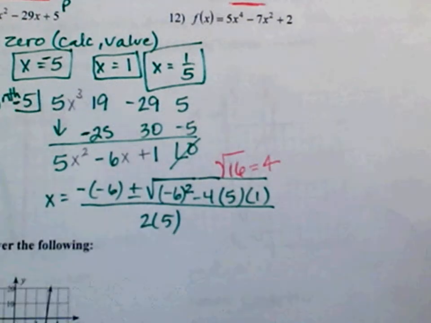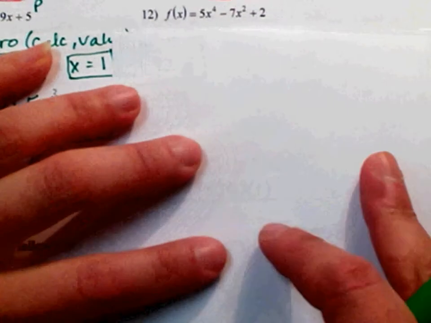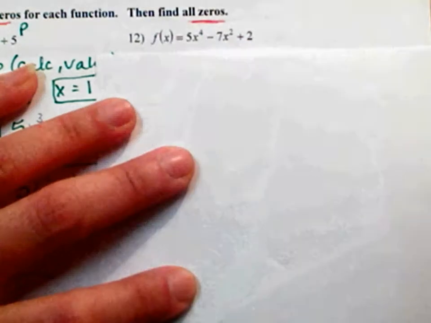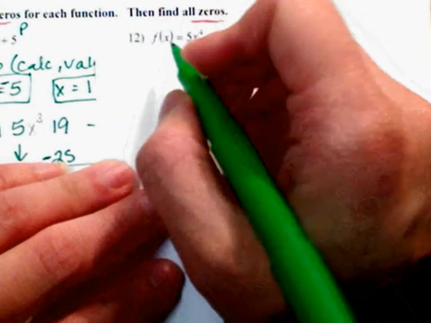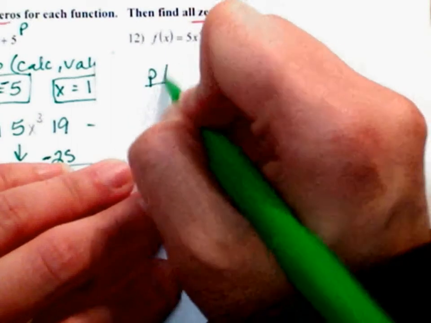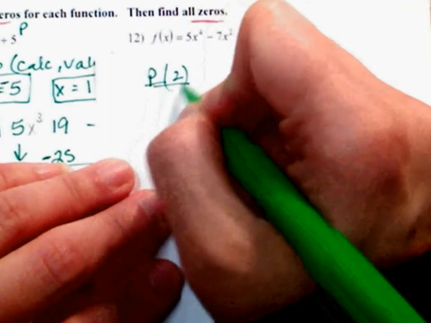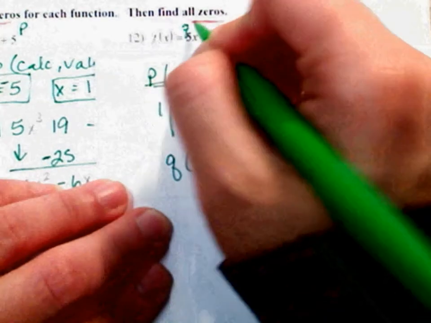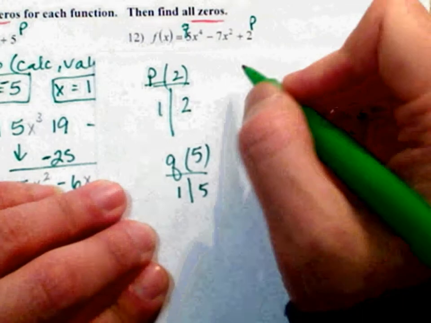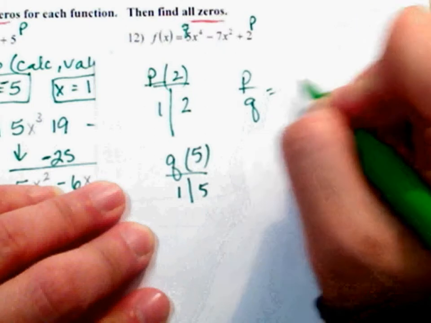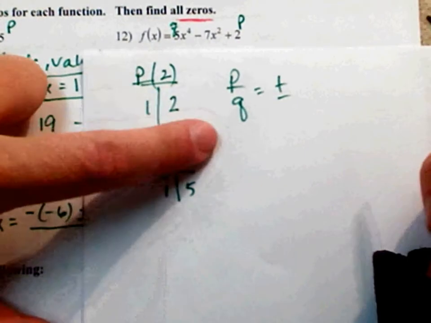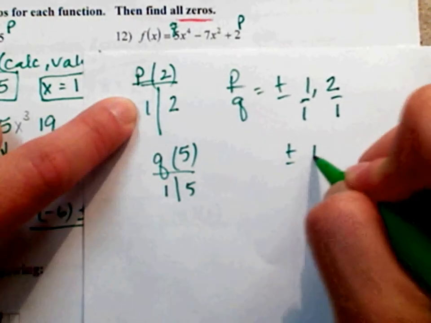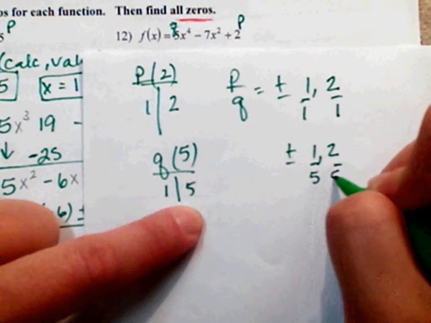Let's go to number 12. All right, how many answers should you expect? 4. So let's go ahead and graph that one. Look at our P's over Q first. Here's your P. Factors of 2 is 1 and 2. Your Q is a 5. There's your Q. Factors of 5 is 1 and 5. So what are all my possible ratios? P over Q equals plus or minus 1, 2 over 1, plus or minus 1, 2 over 5. So there you have your P's and your Q's.